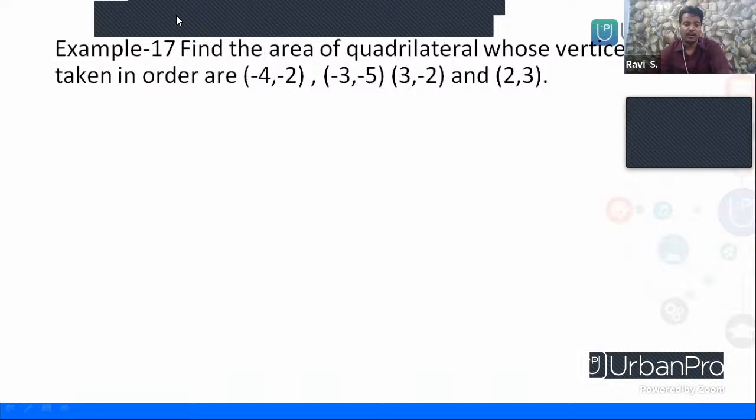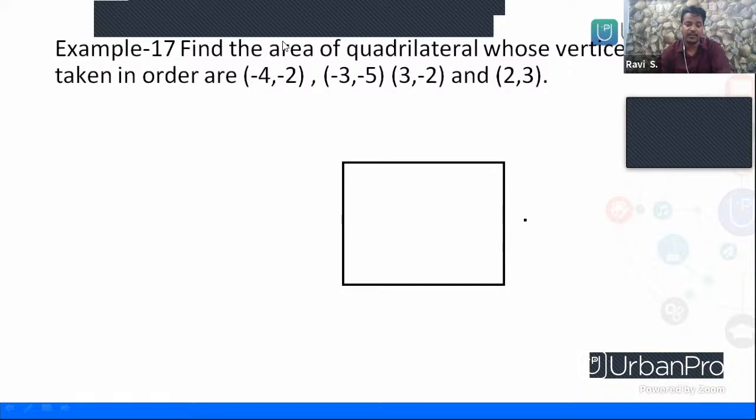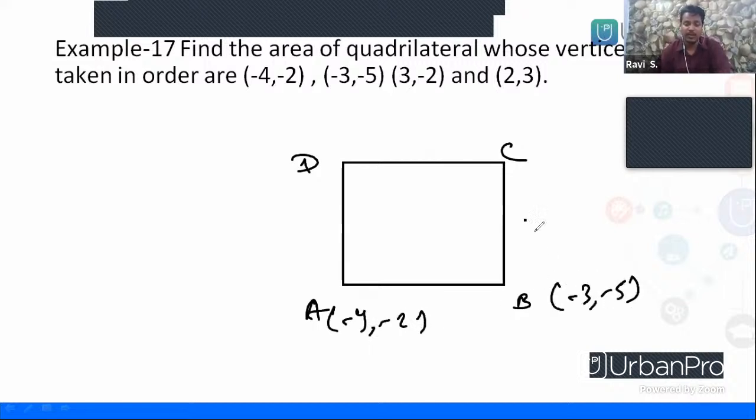So if you divide it into two triangles, suppose this is a quadrilateral, guys, and here let me write the names. It is A, it is B, it is C, and it is D. So what is A, guys? A is (-4, -2), B is (-3, -5), C is (3, -2), and here D is (2, 3).